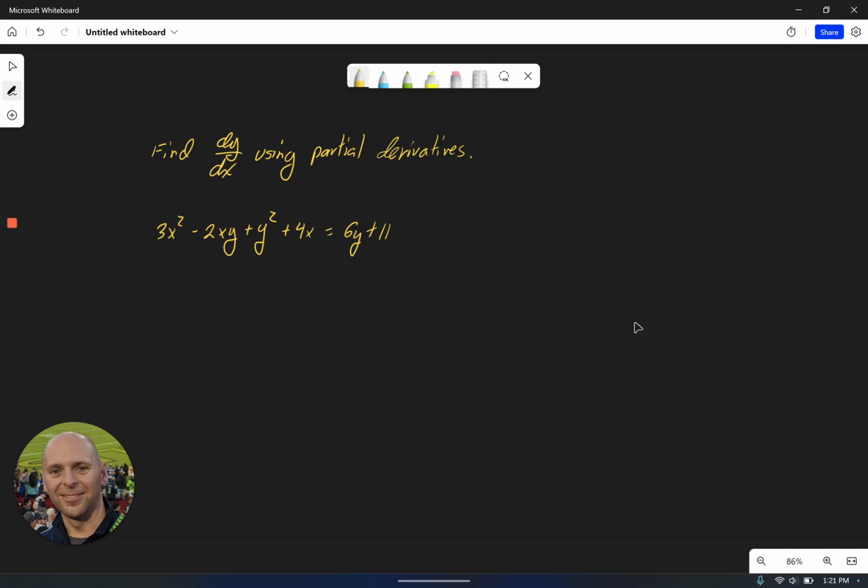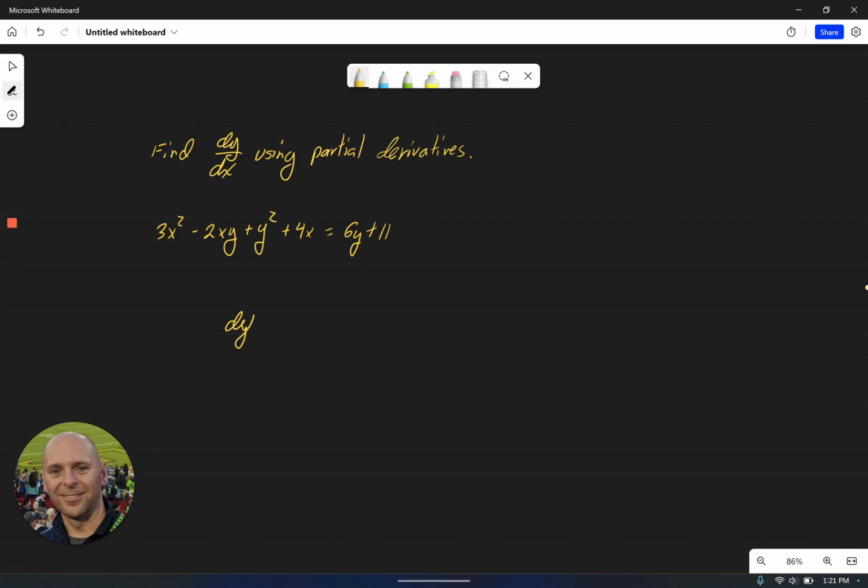We're going to use partial derivatives to find dy/dx for our implicitly defined function here. We're going to do that because it's a little bit easier and cleaner. In the past, we've done it using our traditional approach to implicit differentiation, but now that we have partial derivatives, we can actually do this in a much more efficient manner.